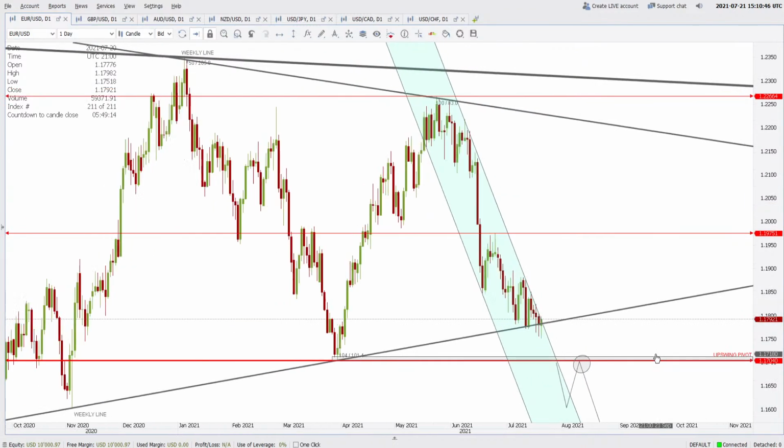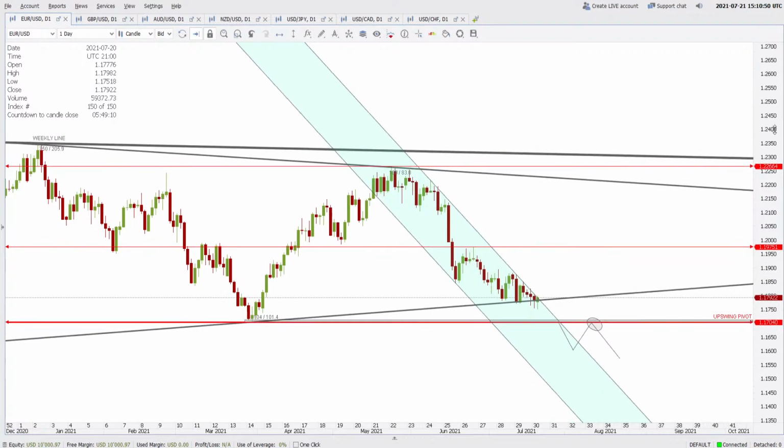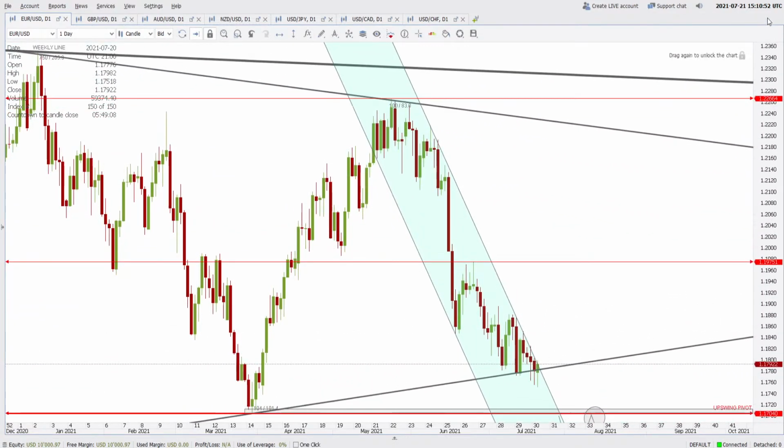And one more important thing that I wanted to tell you, I'm sorry I forgot that, I will just mention it now, that I have also traced a falling wedge in this pattern.